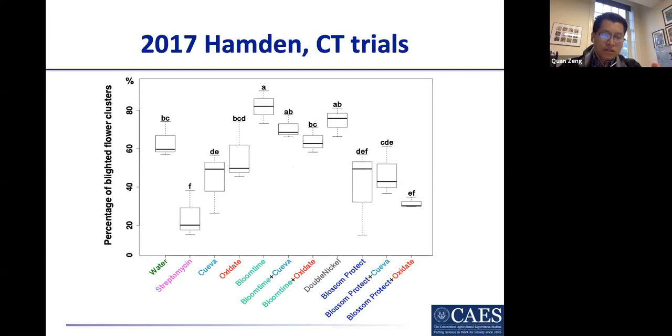In 2017, the disease pressure was pretty high. For the water-treated control, about 60% of the flowers developed fire blight symptoms. Compared to that, streptomycin treatment was able to reduce that number down to about 20%. And a reduction in disease was observed on trees treated with the organic bactericides, Cueva and Oxidate. However, the reduction is just marginal. It's not very significant.